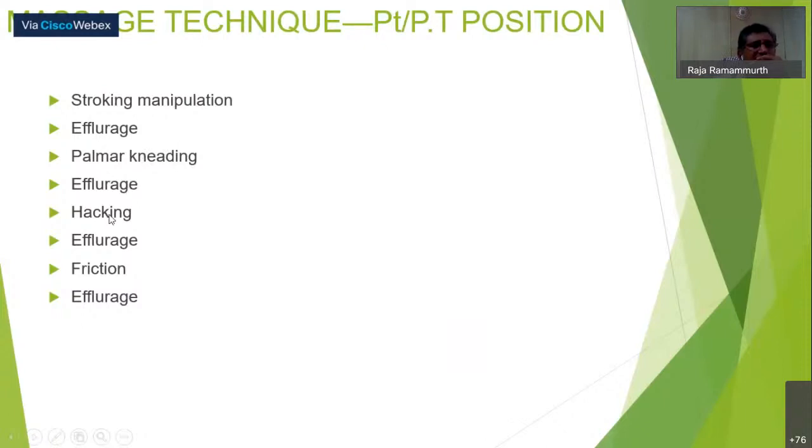Then the hacking technique. Hacking can be given to the muscular part, right? The bony part should be avoided. We should not perform it there, though it is considered a powerful technique. It directly stimulates the nerve endings, followed by effleurage. Then the friction technique can be given in between the spine or the spinous processes, right, to maintain the spine mobility. And this friction will help to break the adhesions in between the vertebral column.